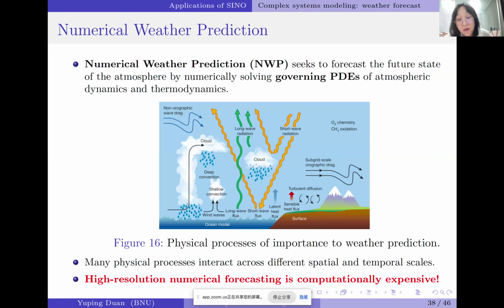Our third application is weather forecasting. Numerical weather prediction forecasts the future state of the atmosphere by numerically solving the governing PDEs of atmospheric dynamics and thermodynamics. As shown in this figure, many physics processes interact across different spatial and temporal scales. As a result, high-resolution numerical forecasting is computationally expensive.